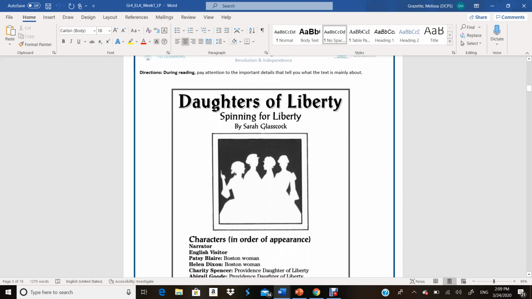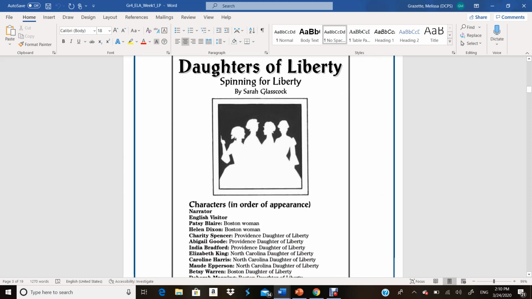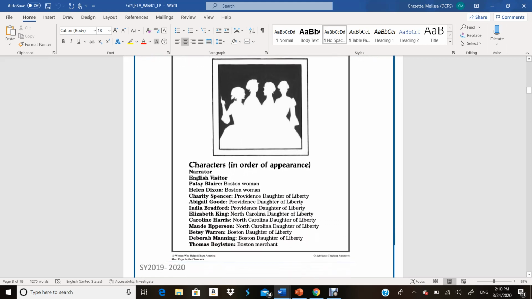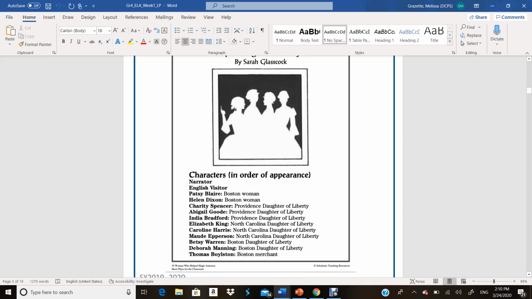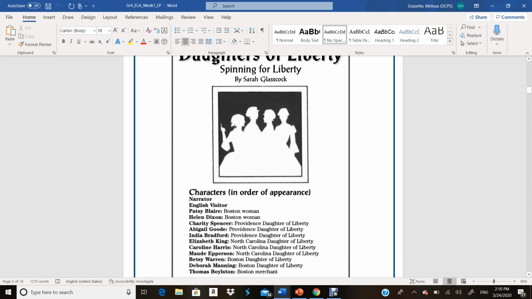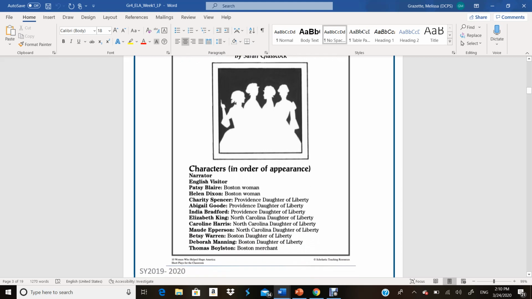So, The Daughters of Liberty, Spinning for Liberty by Sarah Glasscock. This is a play, and we're going to read this together. So, the characters in appearance. When we're reading a story, a play is a little bit different. If you get on stage and you're acting it out, this is what the actors will be reading, the script.